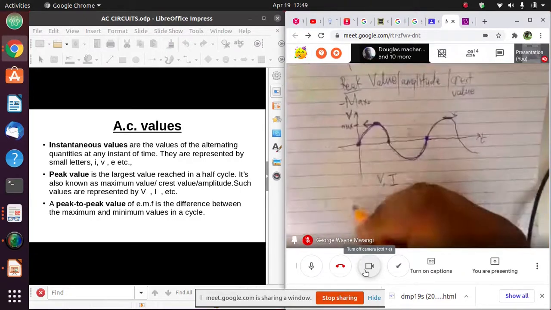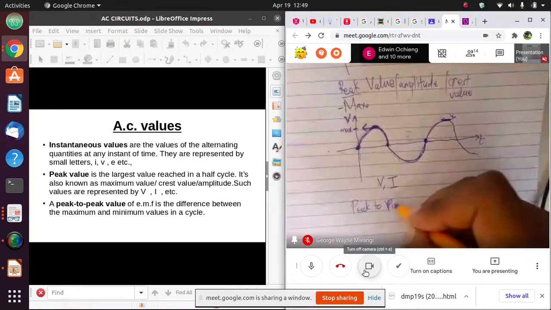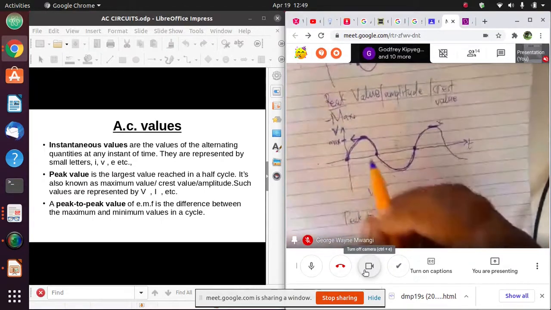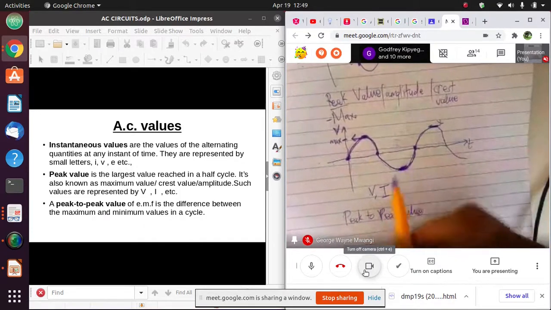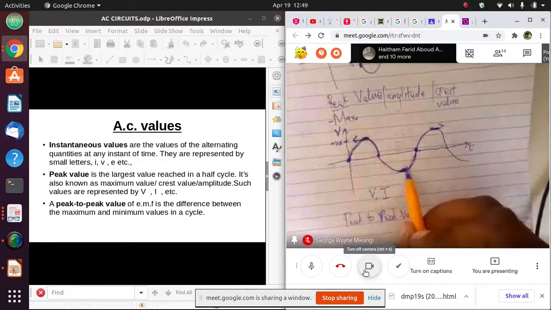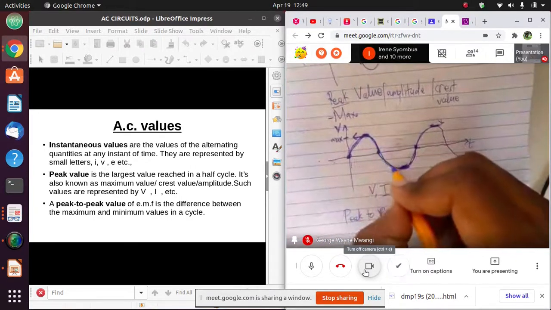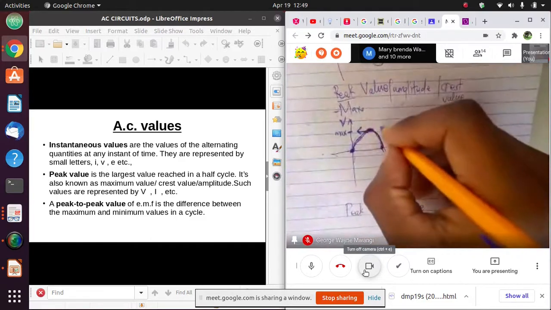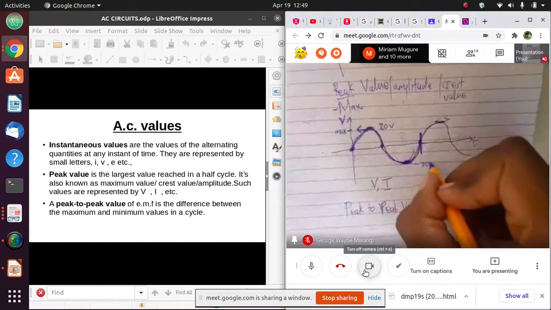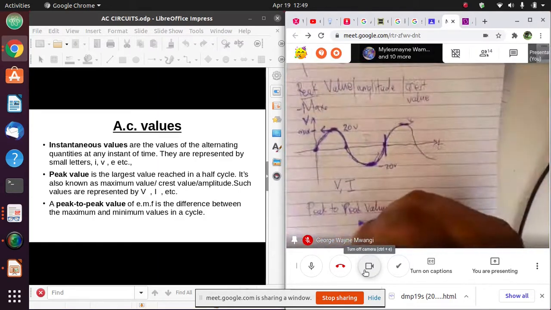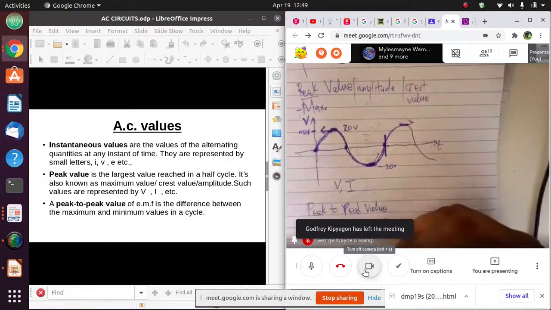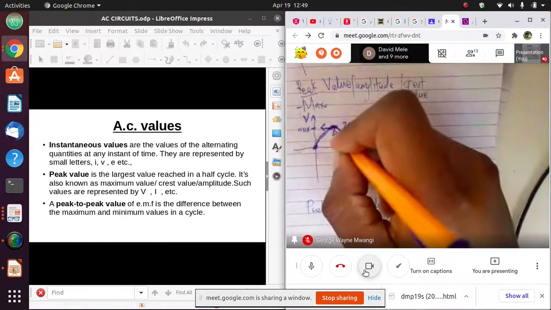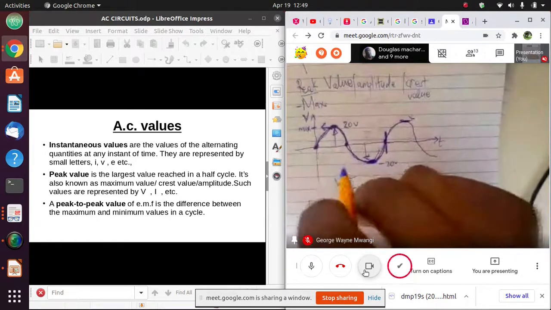Now, peak to peak value. Peak to peak value is the difference between the maximum and the minimum. It is the difference between the maximum value and the minimum value in a cycle. Now this is our cycle over here, this is one complete cycle up to that point. So let's say our maximum was 20 volts and our minimum was minus 20 volts. So our peak to peak value will be 20 minus (minus 20), which becomes 20 plus 20. So it will be 40 volts. So when you take the magnitude of this value and add the magnitude of that value, it will give you the peak to peak voltage.